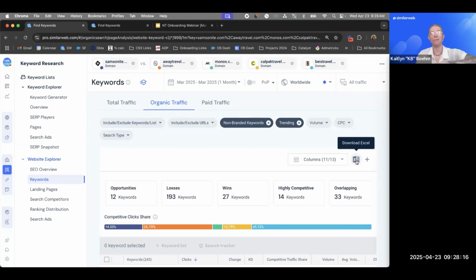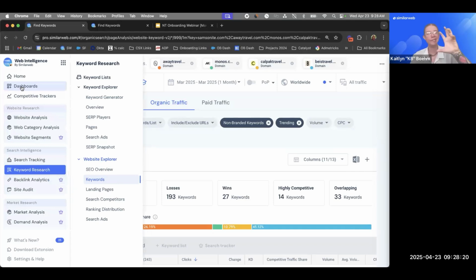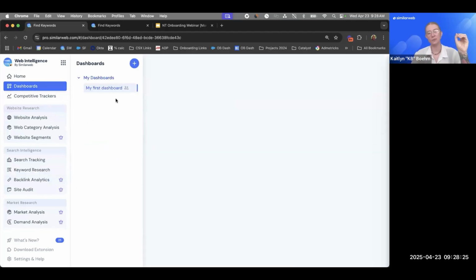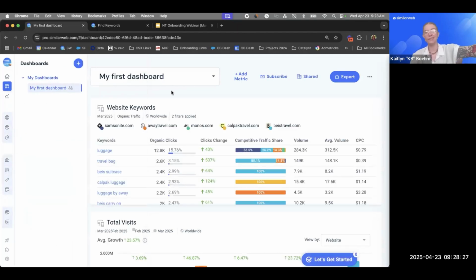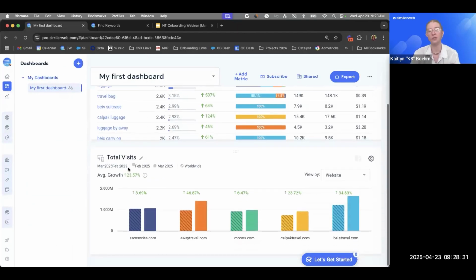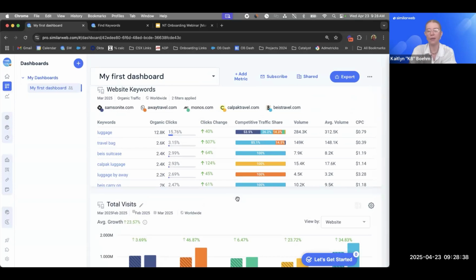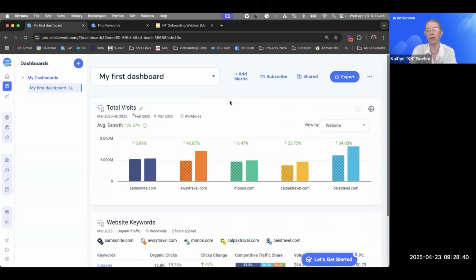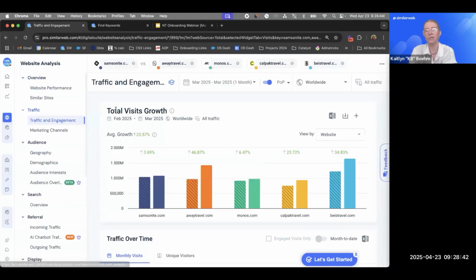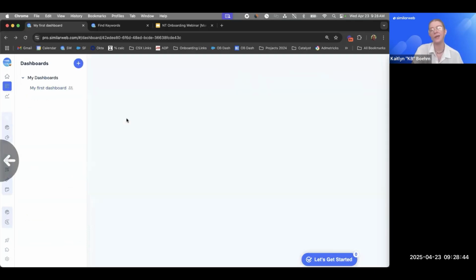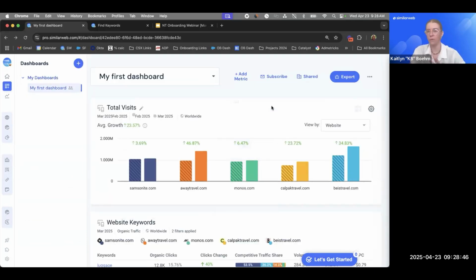So let's pop into the dashboard for our last couple minutes, because I've been teasing it the entire time. I've been adding little plus marks here and there. If you click into dashboards, you'll notice I have my very first dashboard here waiting for me. I have website keywords and that total visits. It's the exact same view that we had in the previous screens, but now it's all in one spot. And I can move these around to make it look pretty. I can click back into total visits if I want to go back to familiar territory. But it's all here for you.